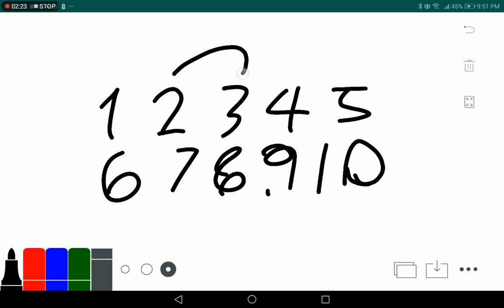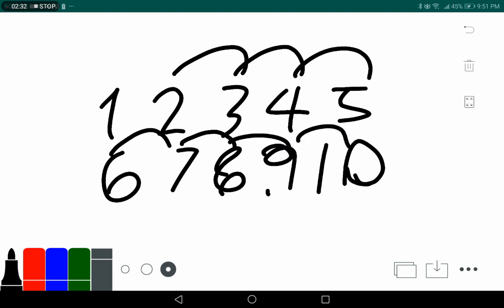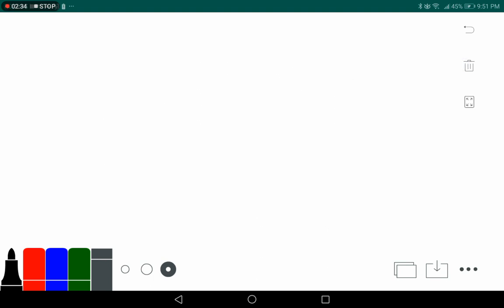1 plus 2 equals 3. 1 plus 3 equals 4. 1 plus 4 equals 5. 1 plus 5 equals 6. 7, 8, 9, 10, and so on. But how about anything plus 2? Just 2 more than it.